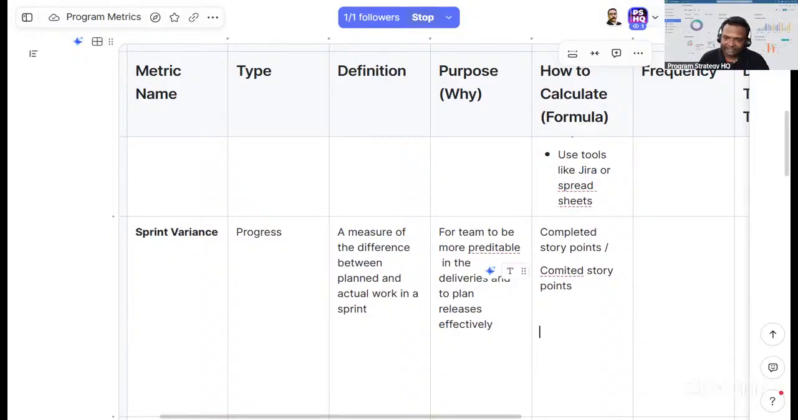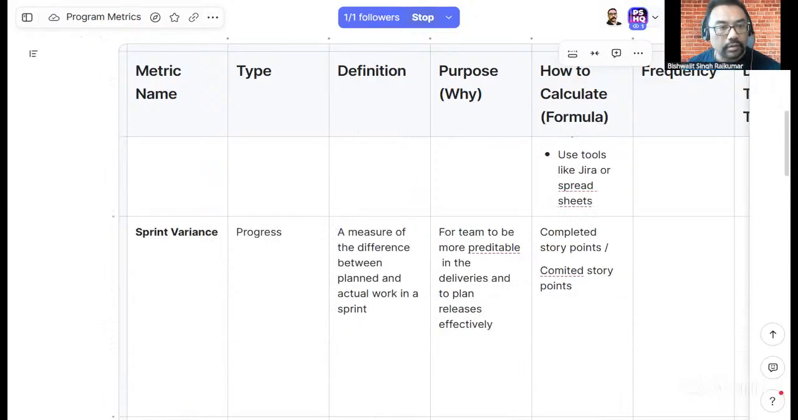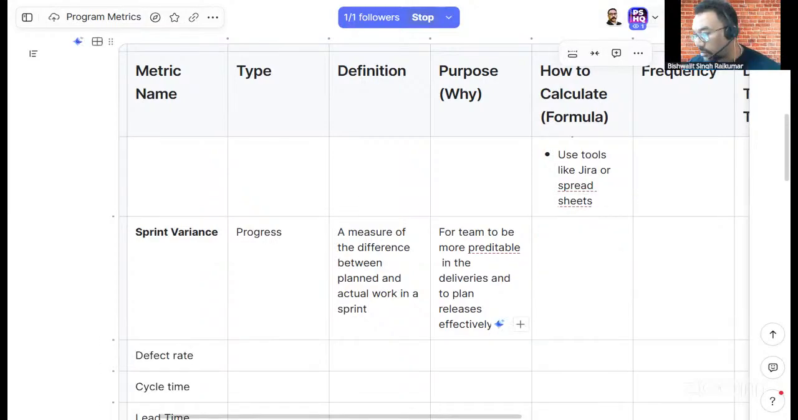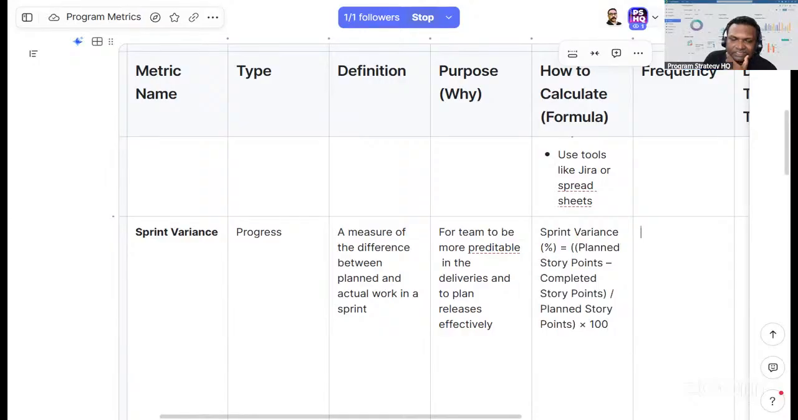I did this calculation on the tool many times, but the internal calculation, it is good to know. Yes, it's good to know. Okay, I'm putting it in the team chat. I'll just directly put it here. Cool. Frequency is once in a sprint, right?